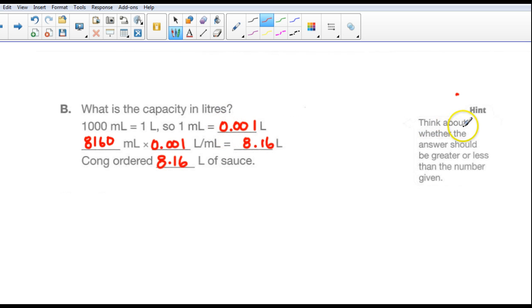So hint, think about whether the answer should be greater or less than the number given. Okay, so you have to understand the relationships between liters and milliliters. It always takes more milliliters to make a liter, and fewer liters for the equivalent milliliters. So you have to understand the relationship between the units, just like when we were doing measurement before. Capacity is the same thing. Okay, so go ahead and do the practice and see how you do.